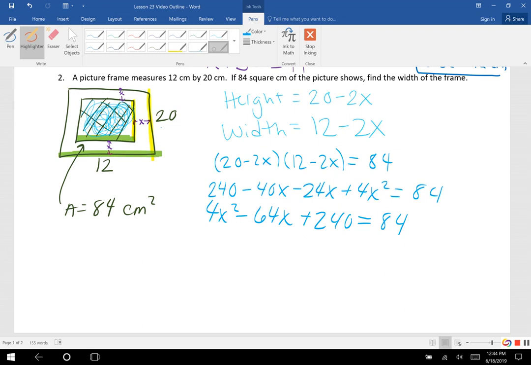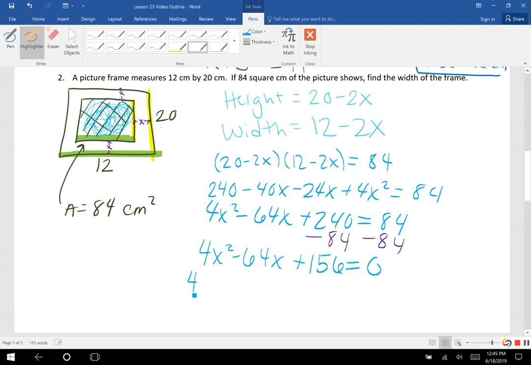I'm going to set one side equal to 0, so I'm going to minus the 84 and see what I get. 4x squared minus 64x plus 156. And then I think we can actually factor out a 4. I'm going to try to factor out a 4. And let's see, 64 divided by 4, that should be 16. And then 156 divided by 4 is 39.